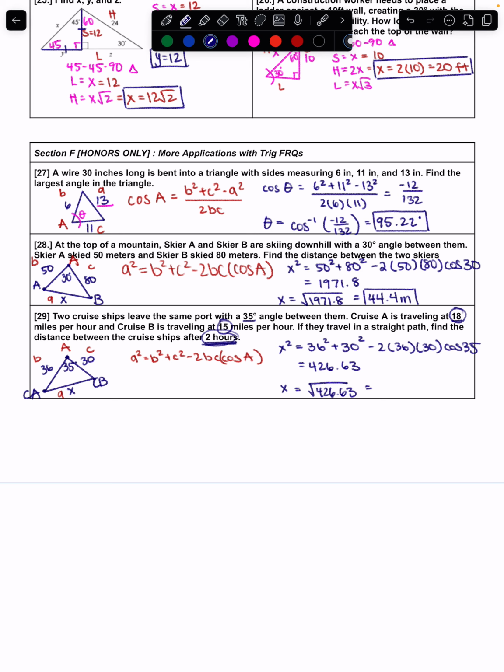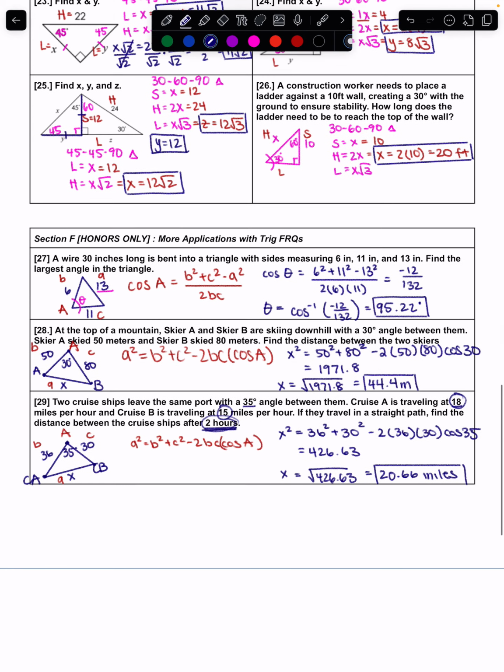The square root of 426.63 gives me 20.66. And we're going to go ahead and put the units, miles. So the distance between the two cruise ships in 2 hours, if they go that speed, is 20.66 miles.